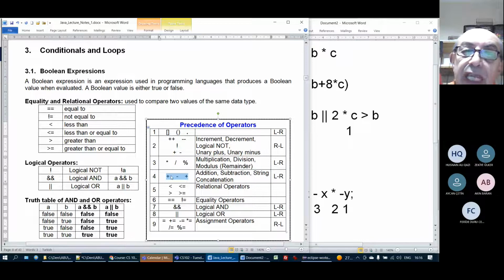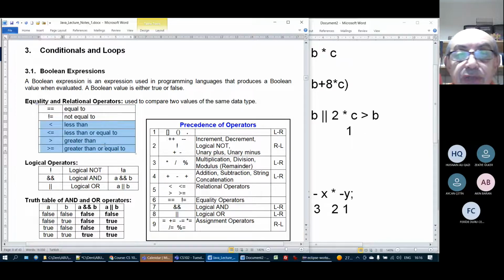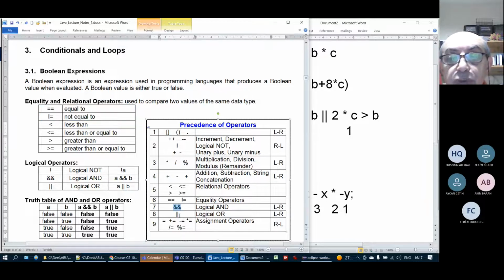And then after the addition, subtraction, and string concatenation, the relational operators come. After relational operators, we have equality operators. So these 2, equal to and not equal to, have lower precedence than the other 4. Okay? The other 4 have a slightly higher precedence at level 5, and at level 6 we have equality operators, these 2 operators. And then after this we have logical AND and logical OR.